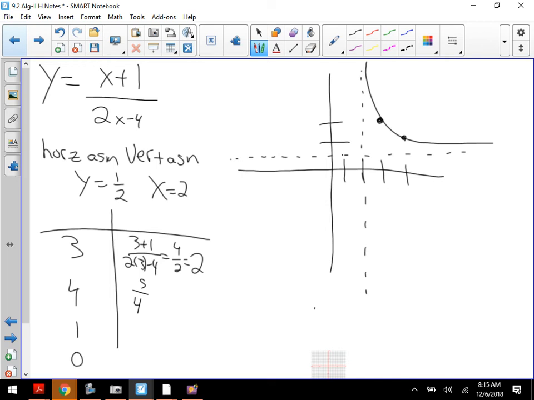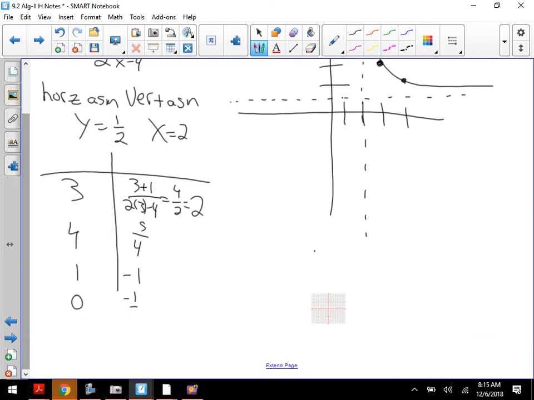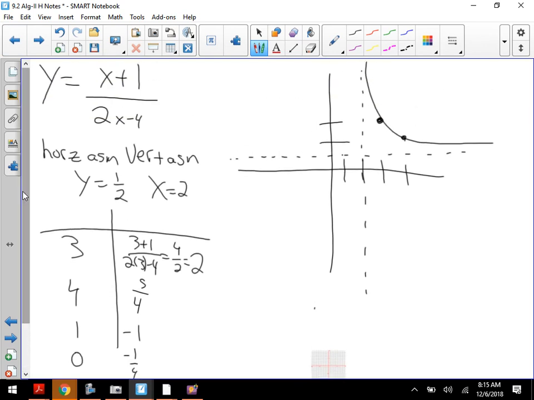So we had 2 over 2 times 2 minus 4 is -2. So at 1, it's -1. You guys get -1 for that? And then you get 1 over -4, -1/4 at 0. So at 1, I'm at -1. At 0, I'm at -1/4. So I should be doing this. And there's my graph. A quick little table, 4 points. Plot your 2 asymptotes. Draw your curves. And that's what we're looking at.